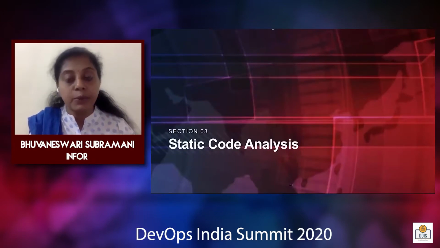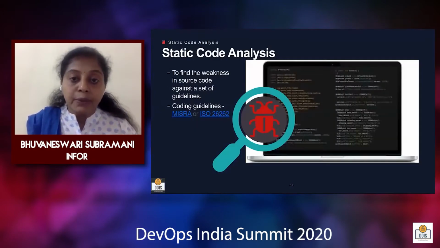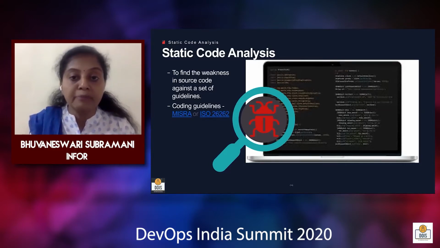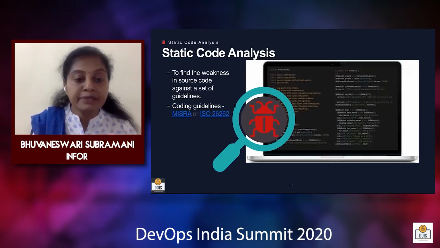Starting with static code analysis. The intention is to find the weaknesses in your source code against a defined set of rules, either from the source code or from the compiled set of binaries. You should be able to detect the vulnerabilities or weaknesses in the source code. And when you're defining the coding guidelines, they are based on either MISRA or ISO 26262.